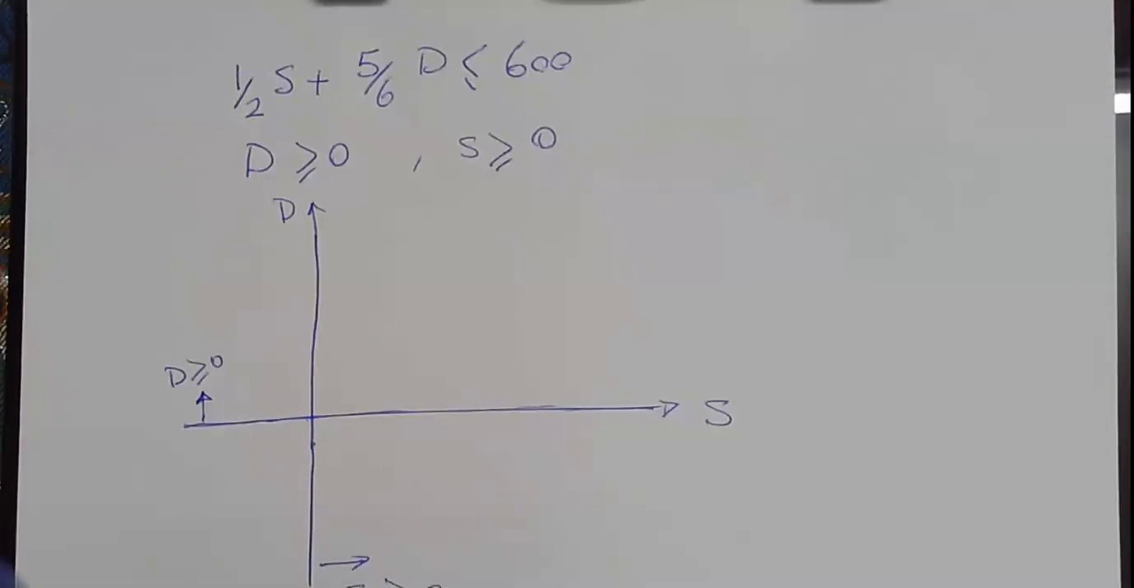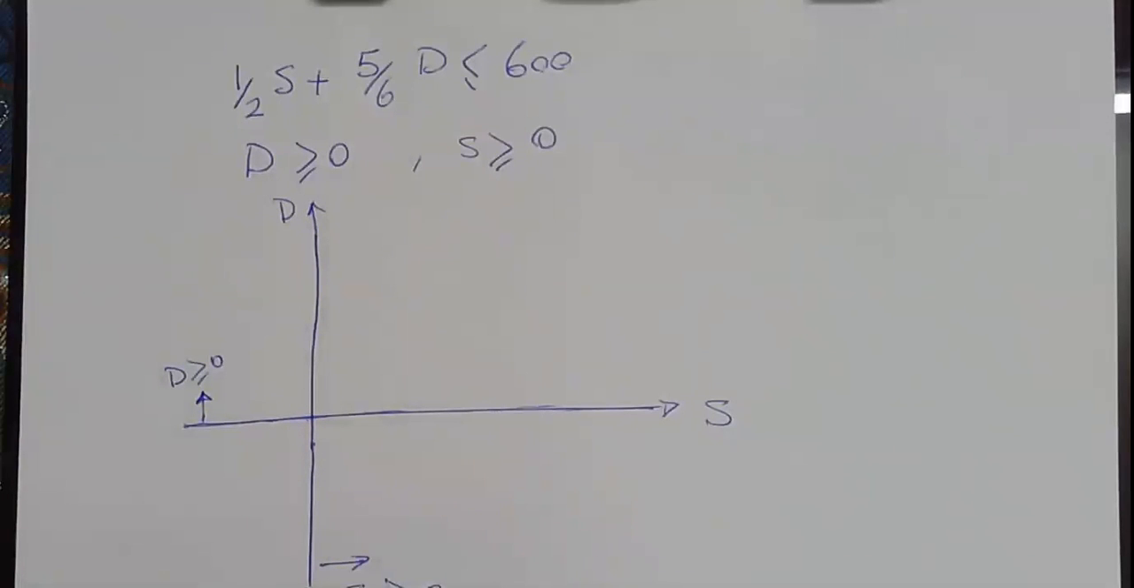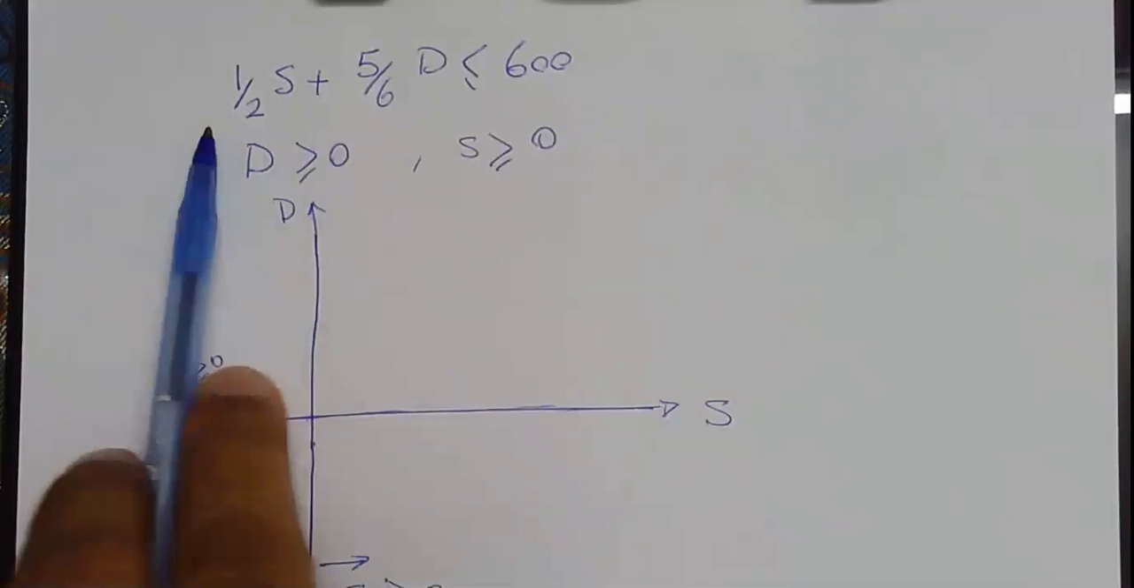So now, if I'm just going to consider these two, the intersection of these two half spaces would be this region, this quarter of the space. This is the feasible region where both S and D are greater than or equal to 0. All right. Now I'm going to draw this one.